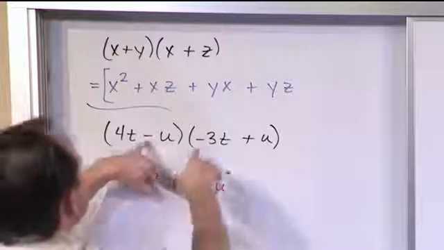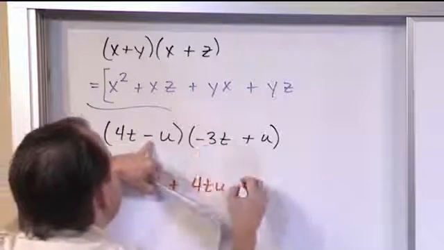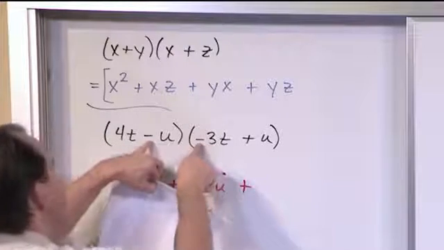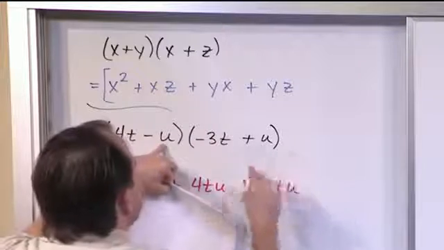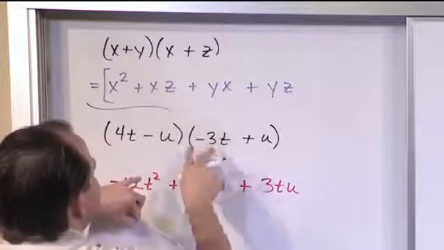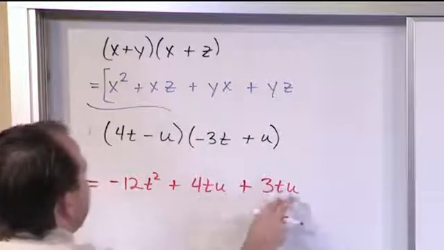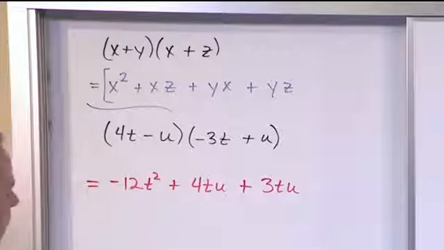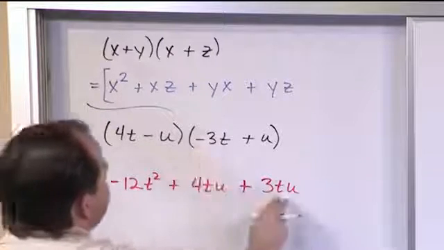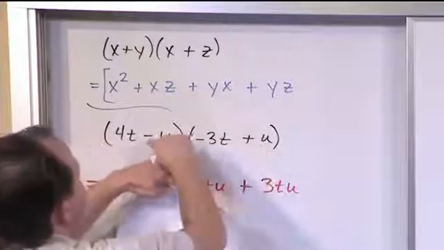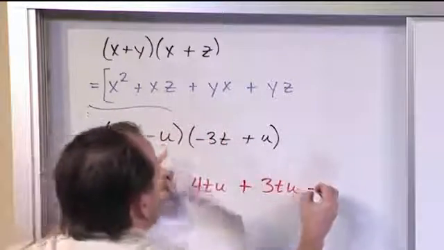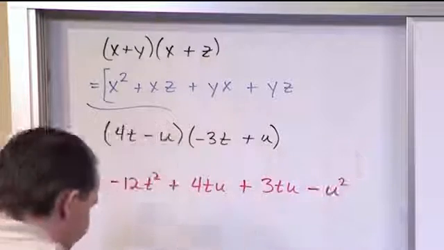The inside terms, negative u times negative 3t is going to actually give you a positive because negative times negative is positive. And then you have 3tu. I mean, you could write it as ut, but I'm going to flip it backwards because I want it to match one of my other terms so I can combine them later on. So 3 times t times u. As long as you have all of them there, you're fine. And then you have the last terms. Positive u times negative u is going to give you negative u times u, which is u squared.